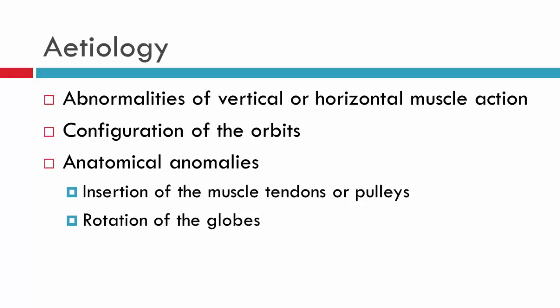Okay, here we have a list of some of the common causes of AV patterns. We can have abnormalities of the extraocular muscles in terms of their action. Overactions or underactions can cause AV patterns. The configuration of the orbits have been associated with AV patterns. And then there are anatomical anomalies which can lead to AV patterns. We'll go through each of these.